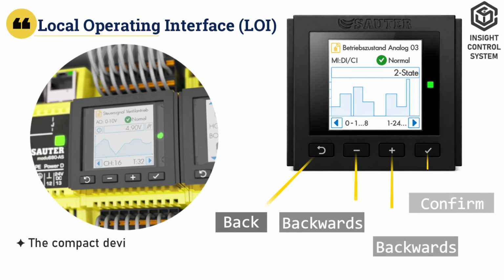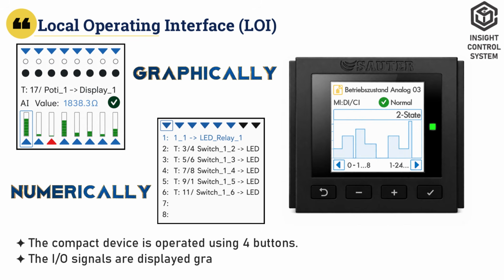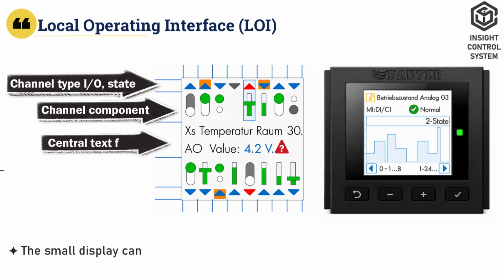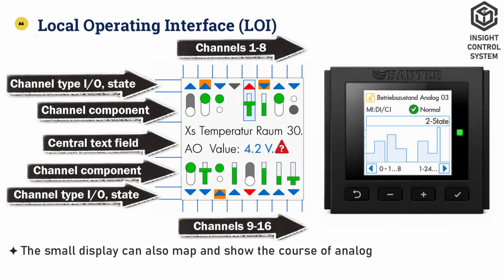The compact device is operated using 4 buttons. The I/O signals are displayed graphically and numerically. The small display can also map and show the course of analog and digital signals over time.